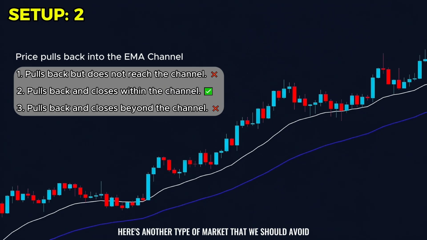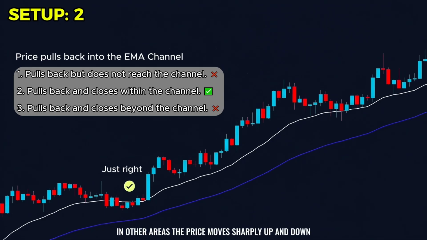Here's another type of market that we should avoid. This is a sideways market. You can tell by looking at the relationship between the price and the EMA lines. The price keeps crossing above and below the EMA lines. Sometimes the price stays above the EMA, and then it crosses below it.